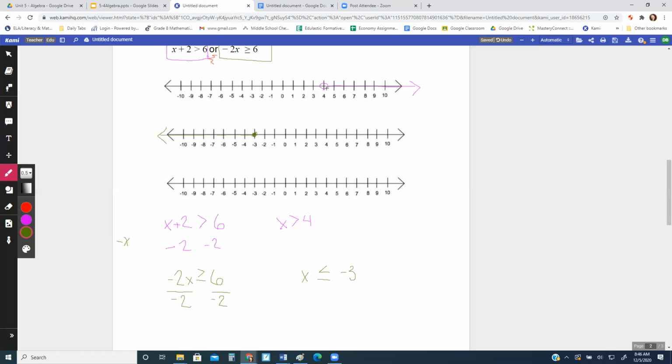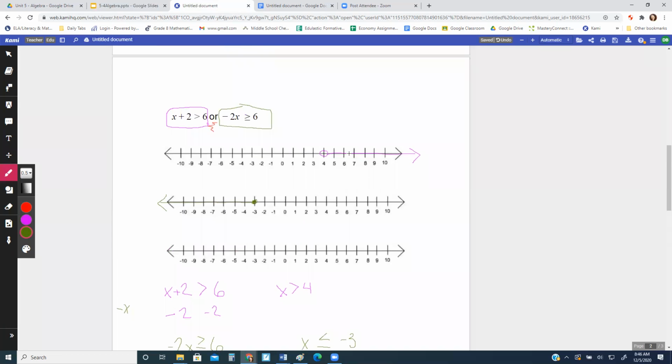So now I need the union of these two. If I was to just plop this down, there isn't anywhere where they intersect, but it's okay that there isn't anywhere that they intersect because we don't care if it's true for both of them. We just care if it's true for either of them. So I bring this graph down and I bring this graph down.